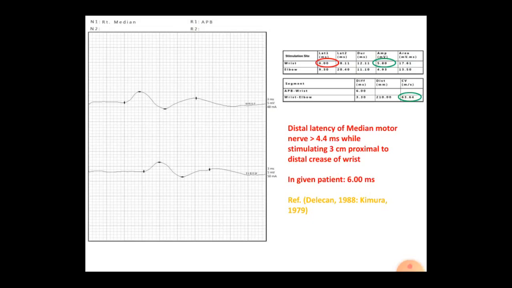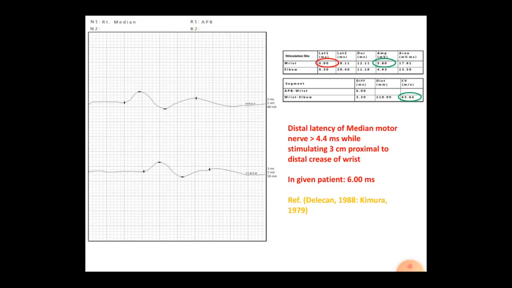Okay, and as per the formula of MNCV, it is the distance between two stimulating points. So when we calculate this distance between two stimulating points, it is pure nerve, and that will be 3 centimeter proximal to the wrist. So that is also 3 centimeter proximal to the compression. So definitely nerve conduction velocity and amplitude will be normal.